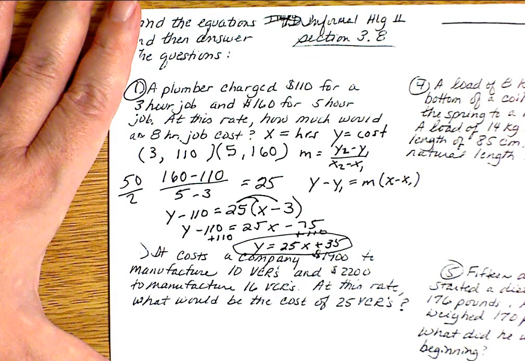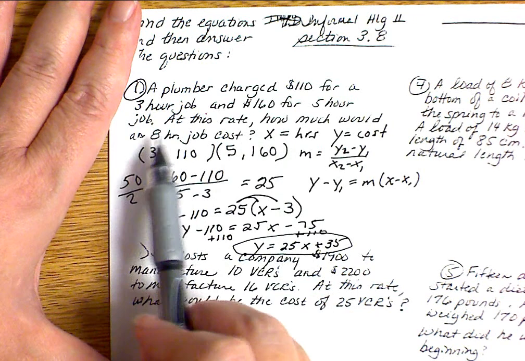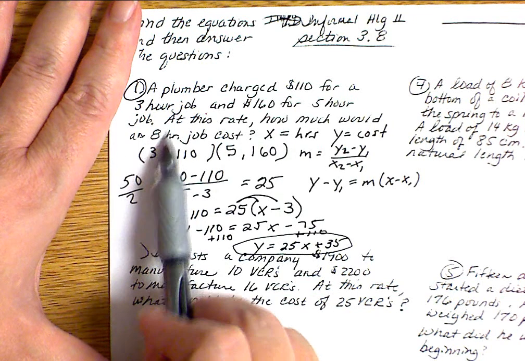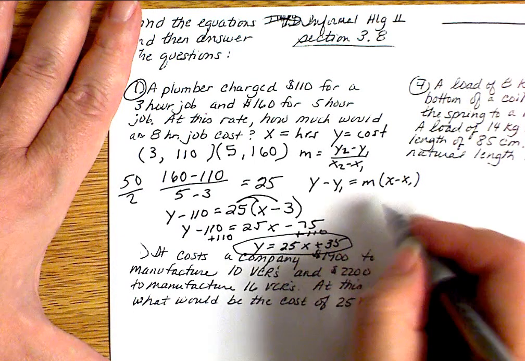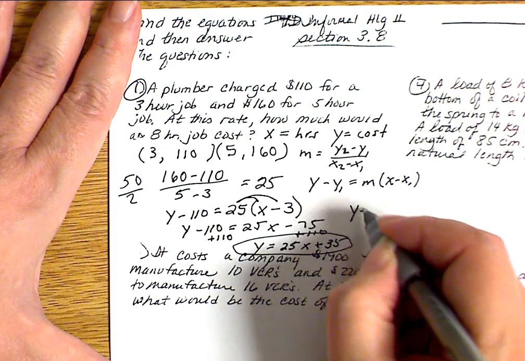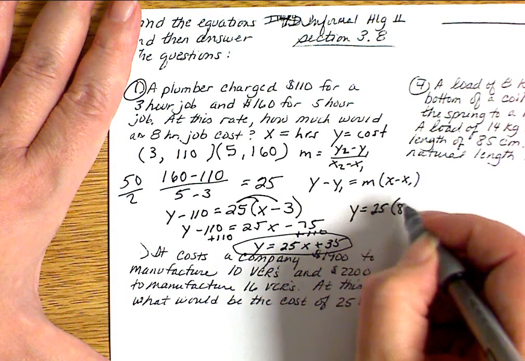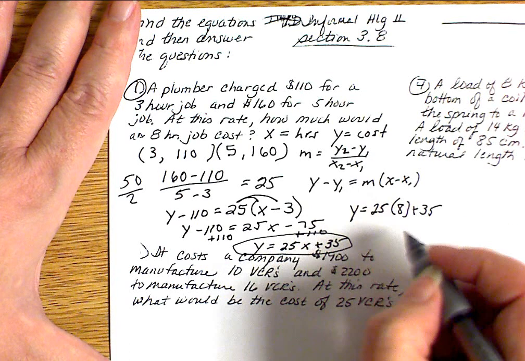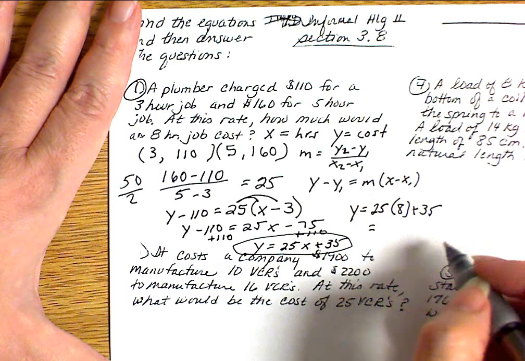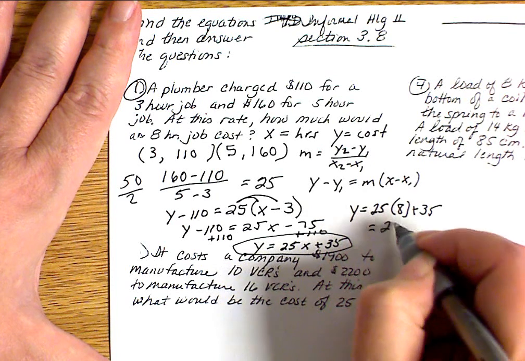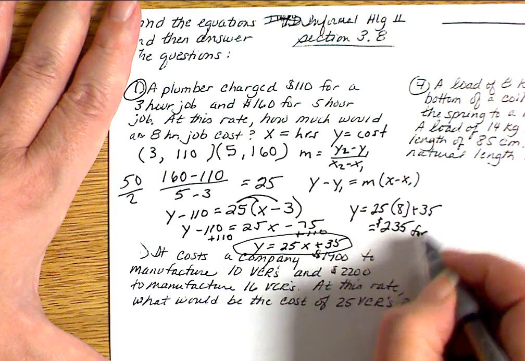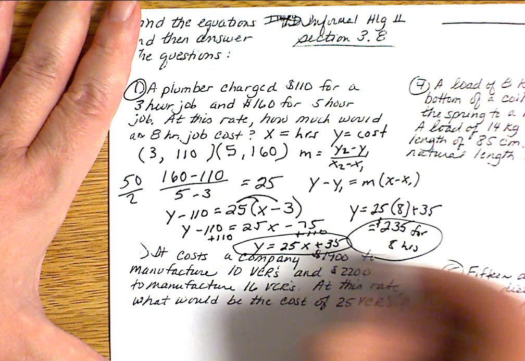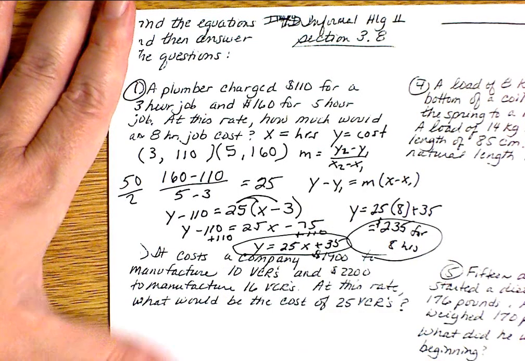Then my last step is what it's asking me for. It says, how much is it going to cost for 8 hours? So I have to plug this 8 in for x. So I'm going to have y equals 25 times 8 plus 35. That gives me $235 for 8 hours. When we are doing a story problem, you want to make sure you know what you are solving for.